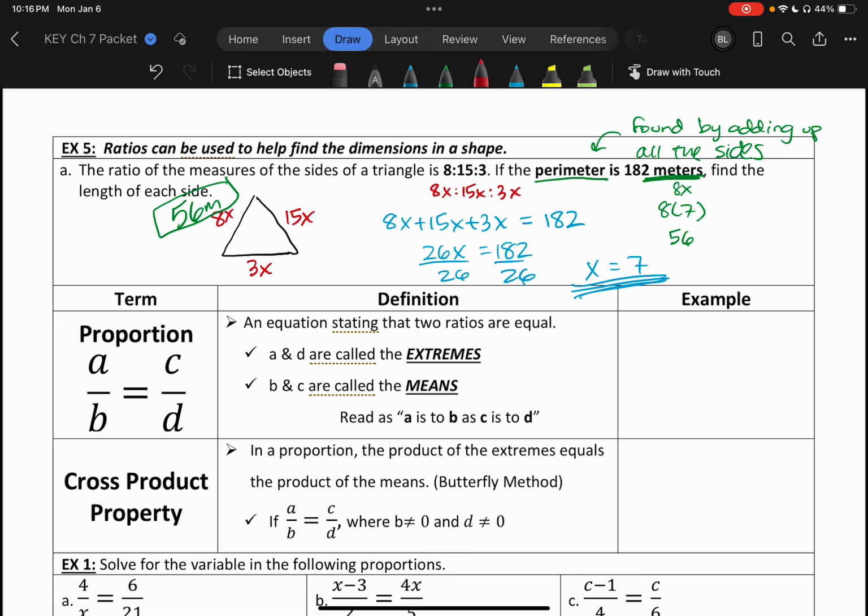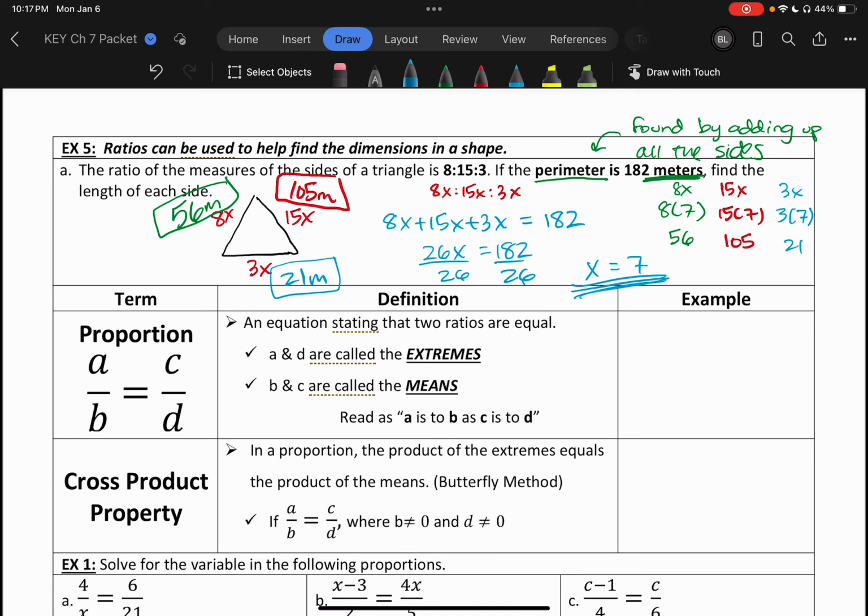The other side that we had here was the 15x. So x was 7, so 15 times 7 would give us 105. So this would be 105 meters for this side. And then lastly, we have our side of 3x. Well, x is 7, so 3 times 7 would be 21. So this side would be 21 meters. So our answer here, find the length of each side: one of those sides is 56 meters, the other side is 105 meters, the last side is 21 meters.